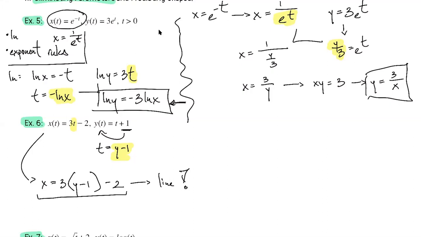You could certainly distribute and simplify here if you wanted. And if you did that, I think you get x equals 3y minus 5, which might be a more clear indication to you that it's a line, but it's not necessary. Once we get to that x equals something y, we know it's a line, we can kind of stop there.